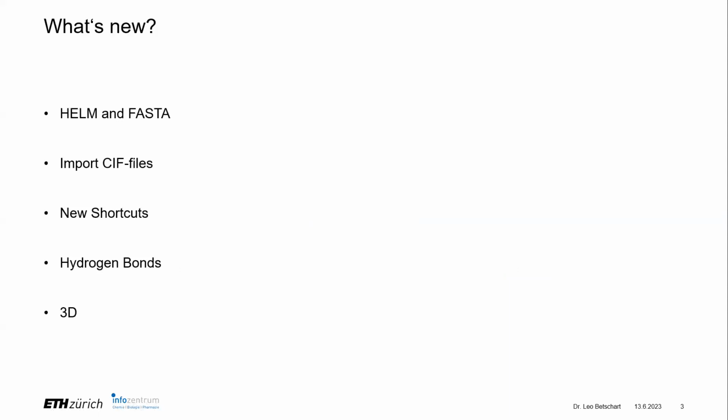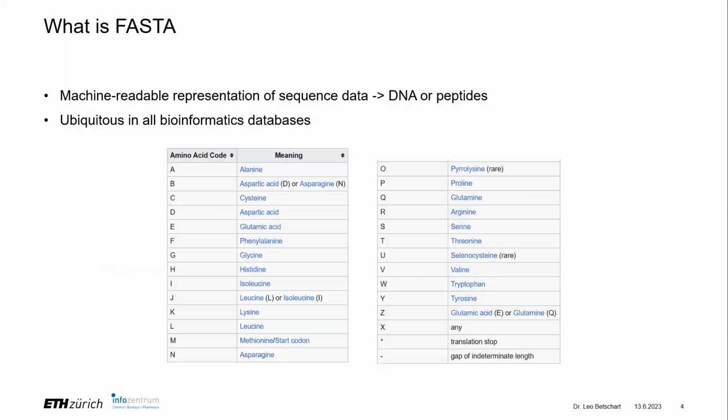So what do I want to talk about today? About 5 different topics that I will shortly present with some examples. The first is Helm and FASTA for proteins and DNA and other biosequences. Then how you can import a CIF file, so crystallographic data, and what you could do with that potentially. I will show you 2 new shortcuts and remind you where you can look up shortcuts in general, also for future updates. I'll show you some hydrogen bonds, and maybe we have time for some 3D stuff as well.